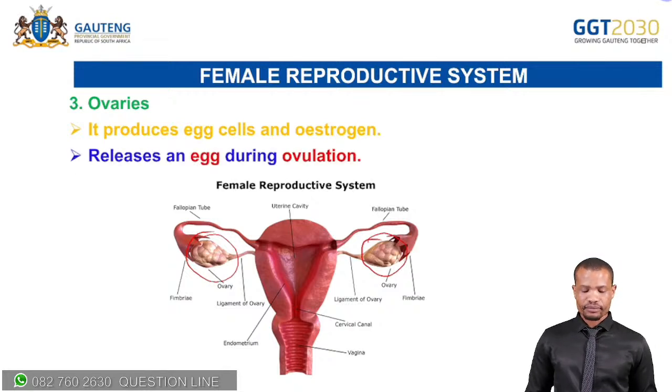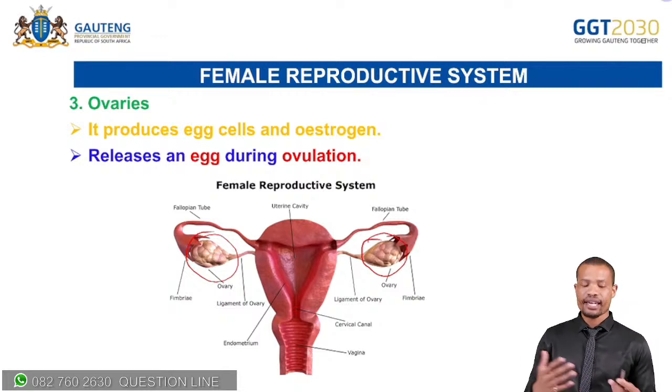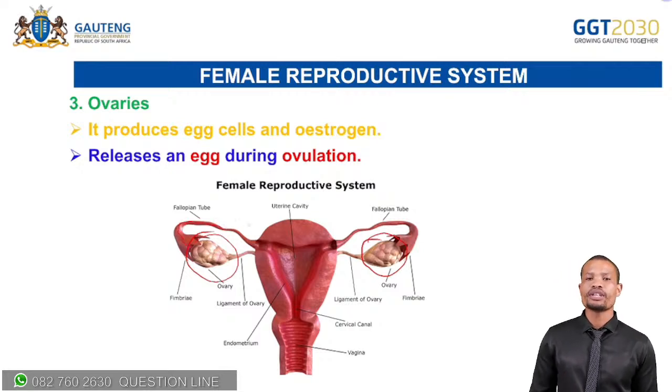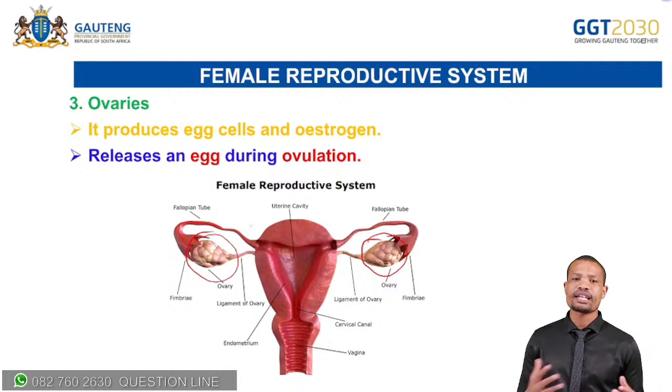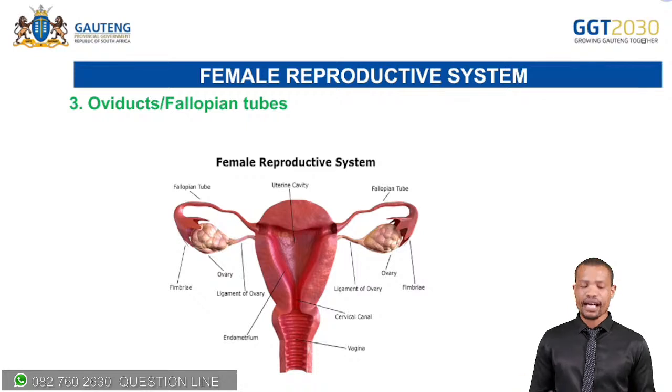Let's move on. The ovaries also release an egg during ovulation. The egg is released and it goes through the fallopian tube during ovulation, and it stays there for a period of 24 hours or more in anticipation of fertilization, so that it can be implanted in the walls of the uterus.